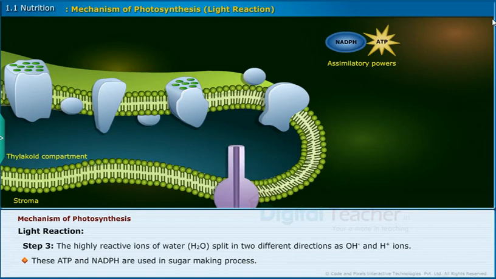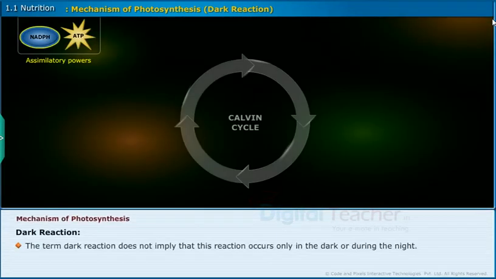Let us learn about dark reaction. The term dark reaction does not imply that this reaction occurs only in the dark or during the night.